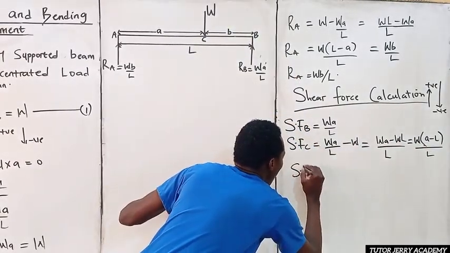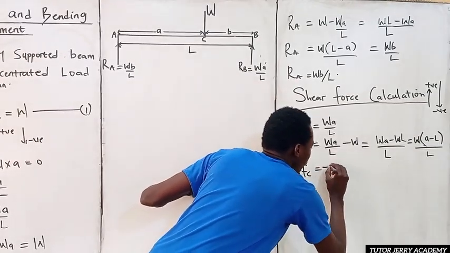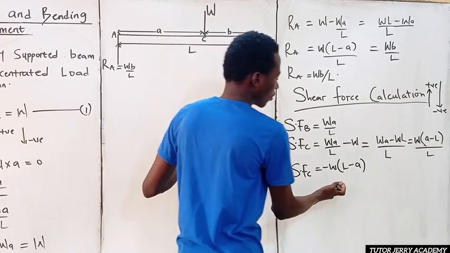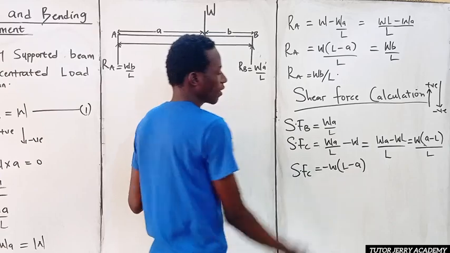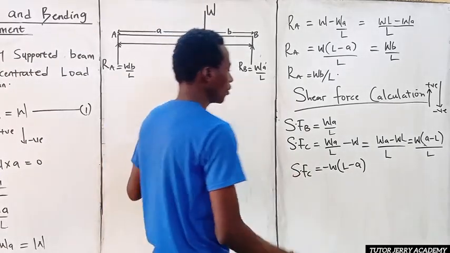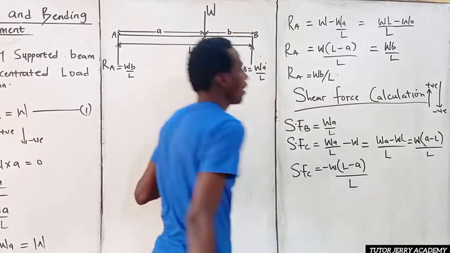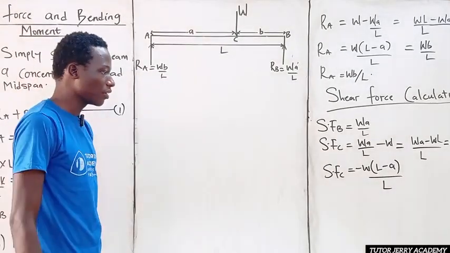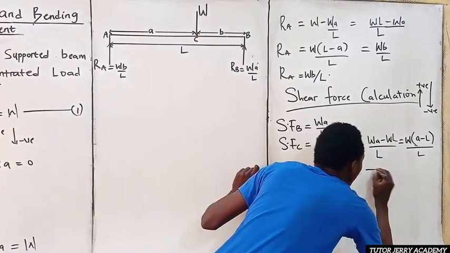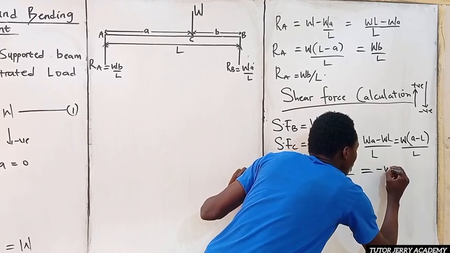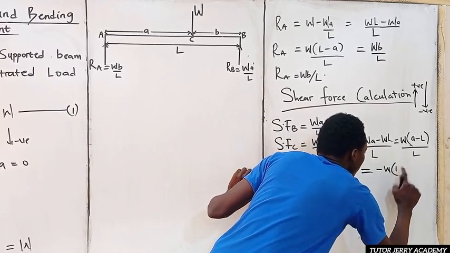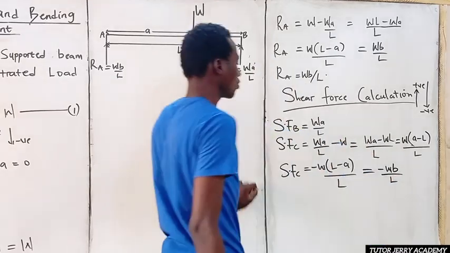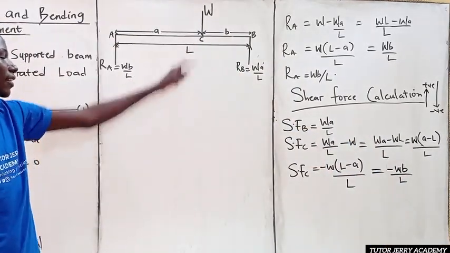So our shear force at C will be equal to minus W into L minus A. So minus W multiplied by L is nothing but minus WL, and minus W multiplied by minus A is plus WA. So this will be all over L. Now, like we did before, we have already established that L minus A will give us nothing but B. So we will replace L minus A with B. So this will be equal to minus W into B, or we can just say minus WB, all over L. So this is our value for the shear force at C.